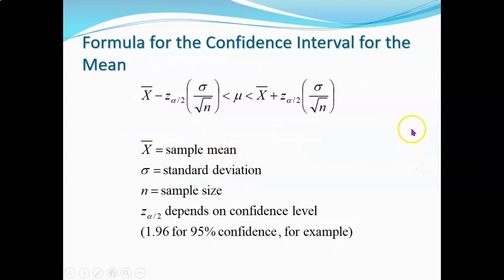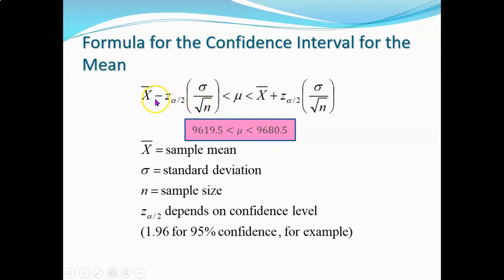But first, the formula for the confidence interval for the mean looks like this. This is the formula that gave us this interval. Notice it's got something here less than mu less than something else here. The something here is what you calculate to get the first number. The something here is what you calculate to get the second number. And your answer says that mu is somewhere between those two numbers, somewhere in the interval from the first number to the second number.